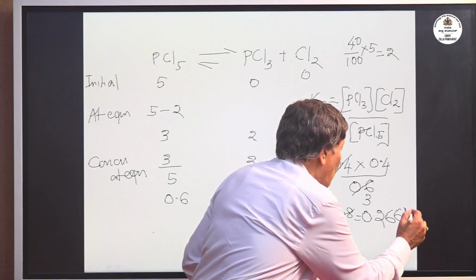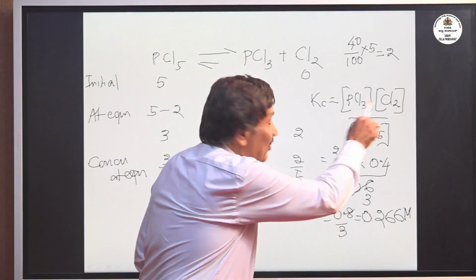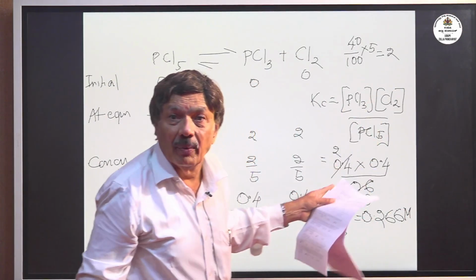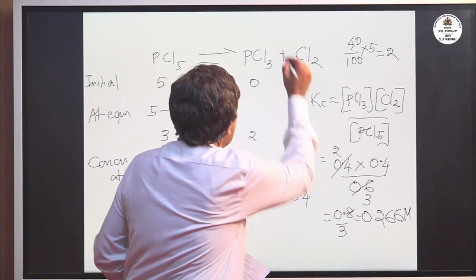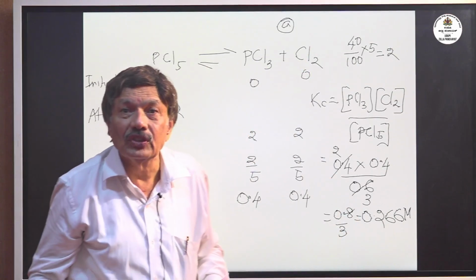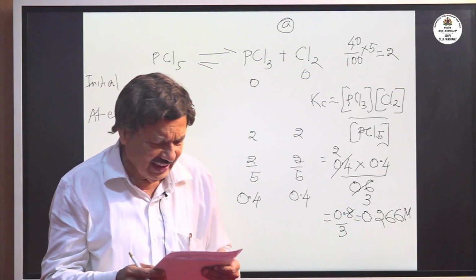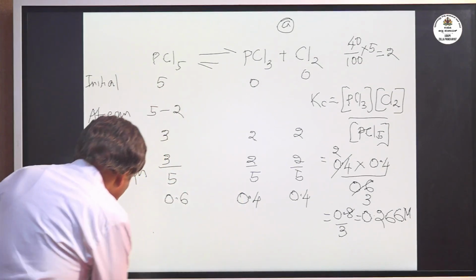The unit is mole per liter, because 2 concentration terms are there in the numerator and 1 in the denominator, so you will get mole per liter. So option A is the right answer. 0.266, that's the answer. So, this is a simple problem. Now, we will move on to problem number 3.